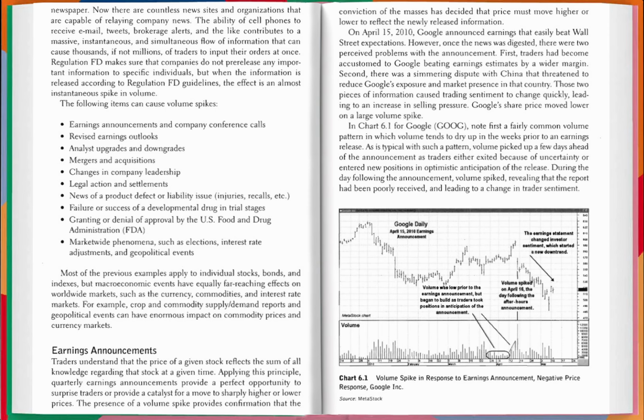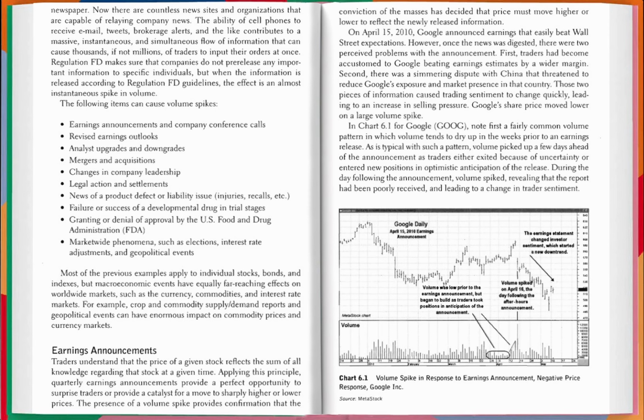The following items can cause volume spikes: earnings announcements and company conference calls, revised earnings outlooks, analyst upgrades and downgrades, mergers and acquisitions, changes in company leadership, legal action and settlements, news of a product defect or liability issue, injuries, recalls, etc., failure or success of a developmental drug in trial stages, granting or denial of approval by the U.S. Food and Drug Administration (FDA), market-wide phenomena such as elections, interest rate adjustments, and geopolitical events.